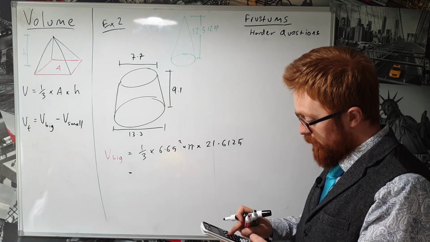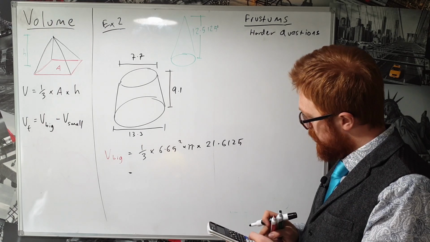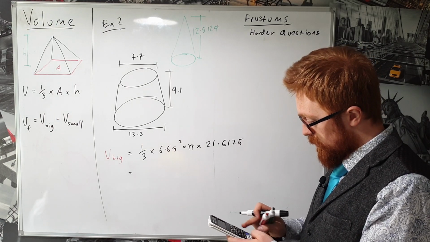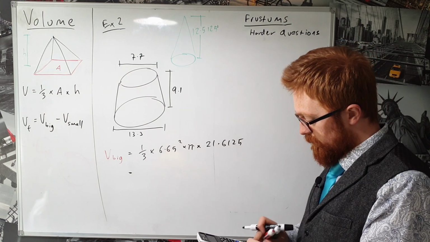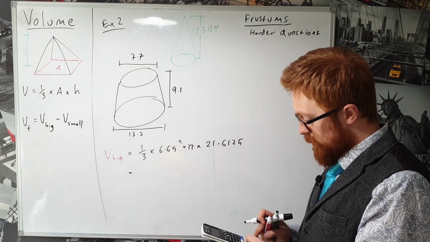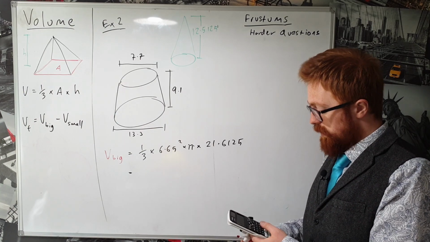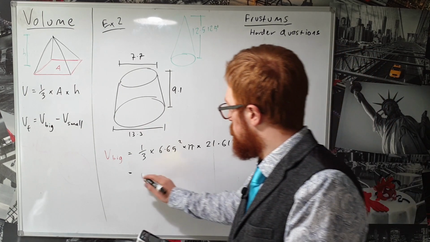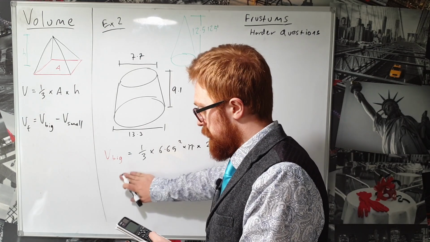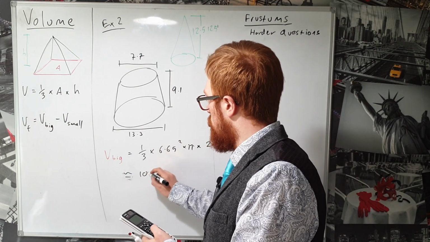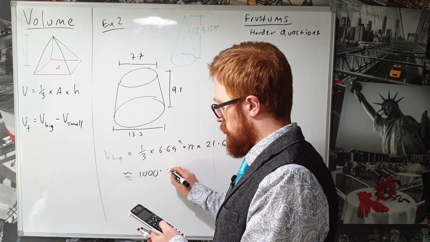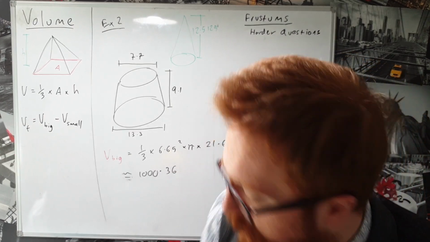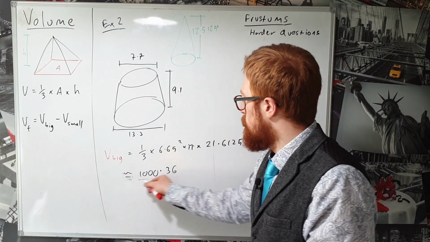Now we can just type that into our calculator. I will do this exactly to start with, 6.65 squared times 21.6125. I'll round that, times by 3.14, gives me, look at that, so that's approximately equal to 1000.36 to 2 decimal places. So that is the volume of my big cone.